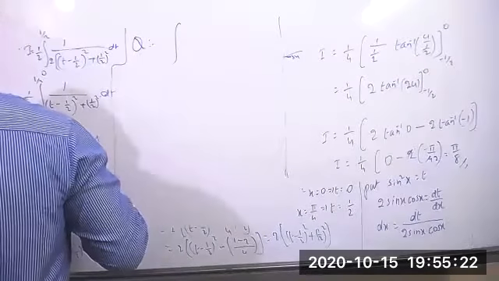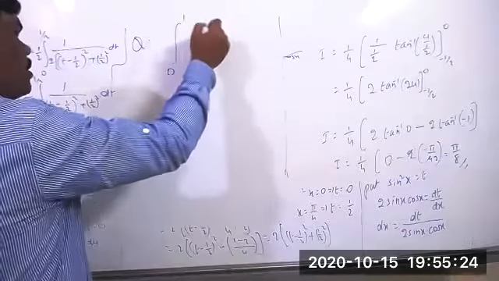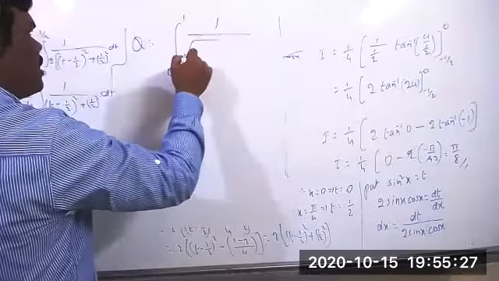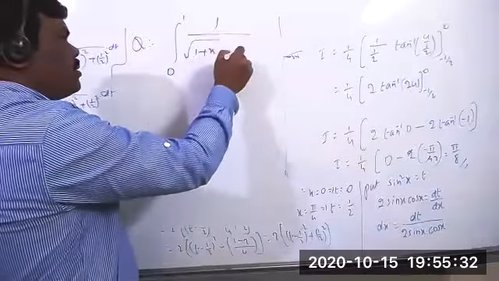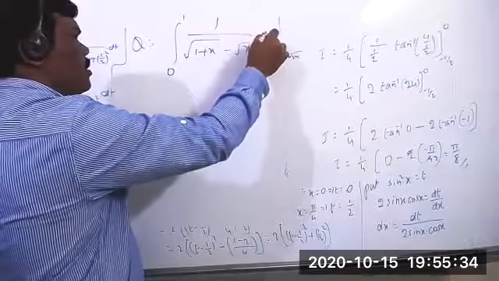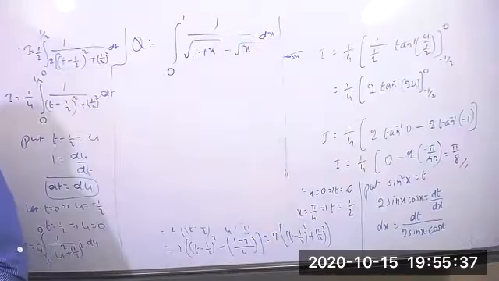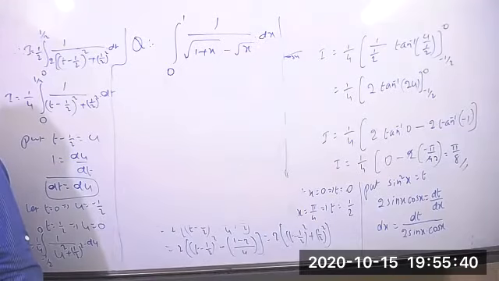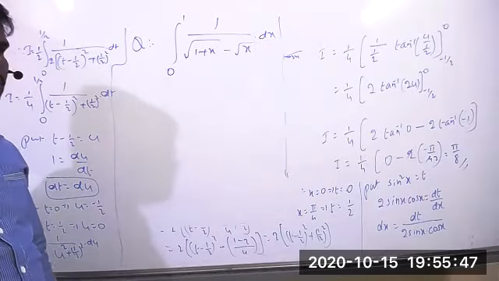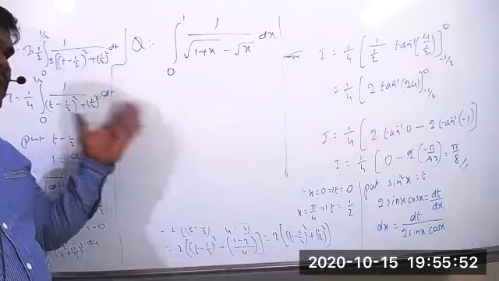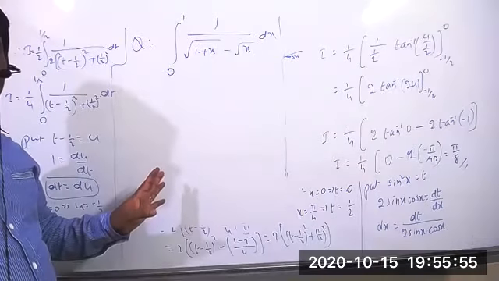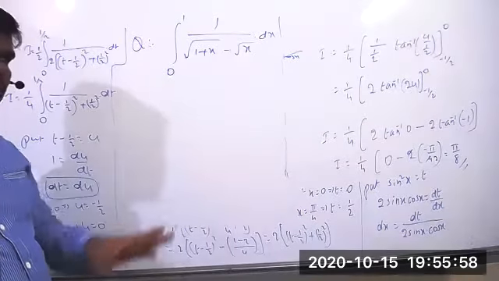Integration from 0 to 1 of 1 by root of 1 plus x minus root x, dx. All of you should remember that if they give this kind of question, you must first do the rationalization. It's compulsory. The purpose of rationalization is to simplify the function. So first do the rationalization, then follow the procedure.